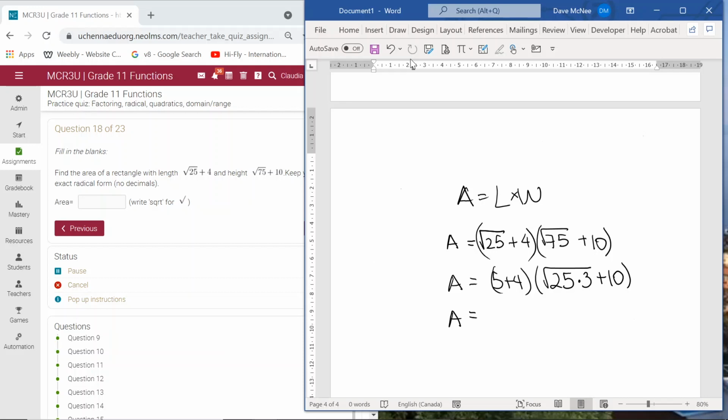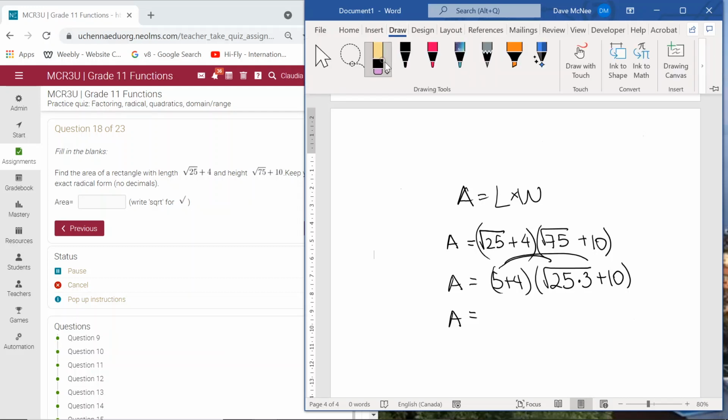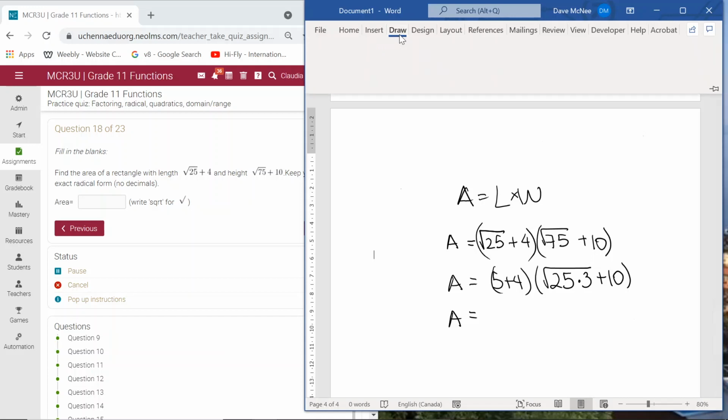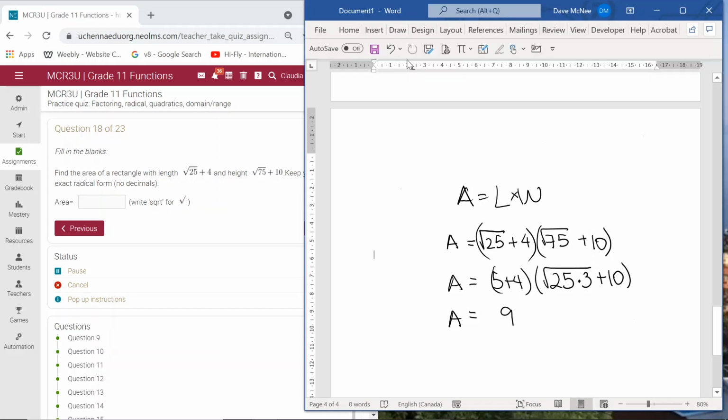5 plus 4 in the first bracket. Again, I could expand using foiling here. However, why don't I just simplify this? I can easily simplify it and get 5 plus 4 is 9. And then bracket, I've got square root of 25 and square root of 3 plus 10. This is fantastic. I've got 9. And then square root of 25 is just 5 root 3 plus 10.